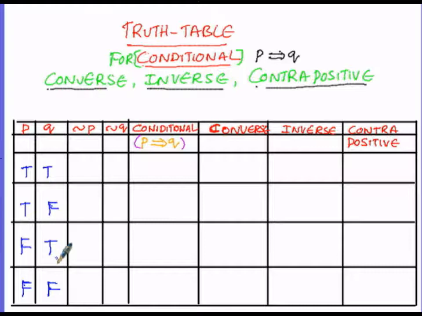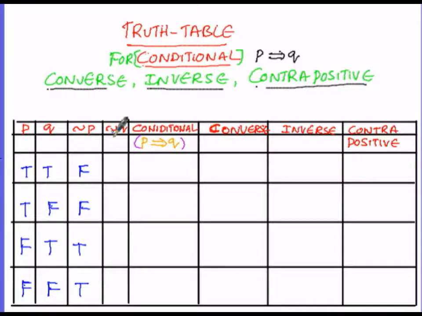Then now here let us write the negation of this P statement. So here negation indicates not P. If statement P is true, then the negation of P will be not true, that means it will be false. If P is false, then the negation will be true.